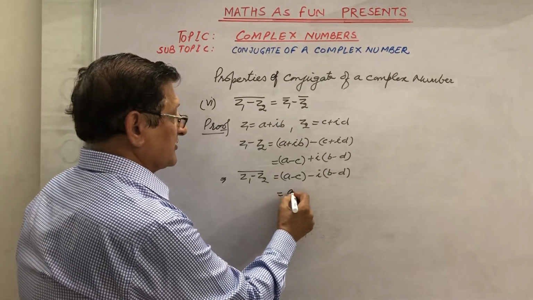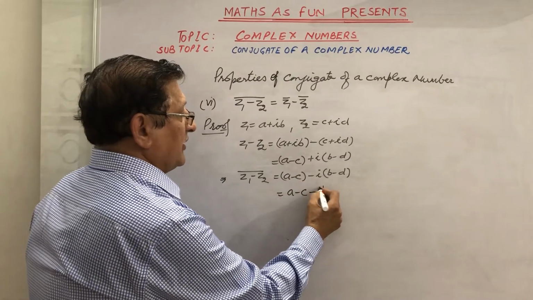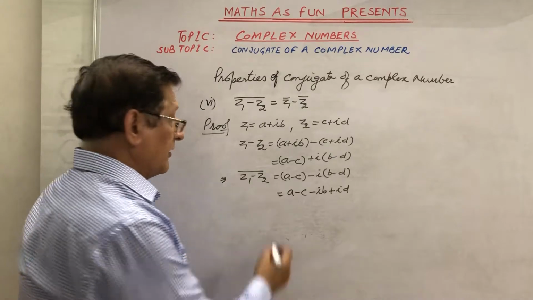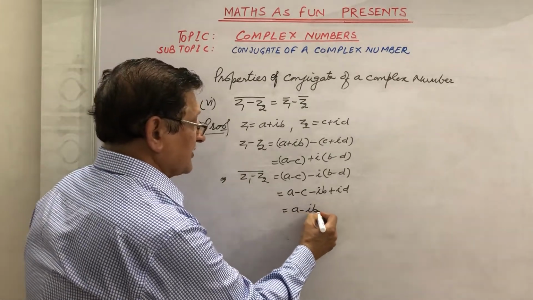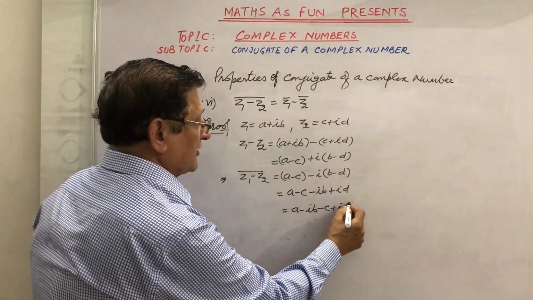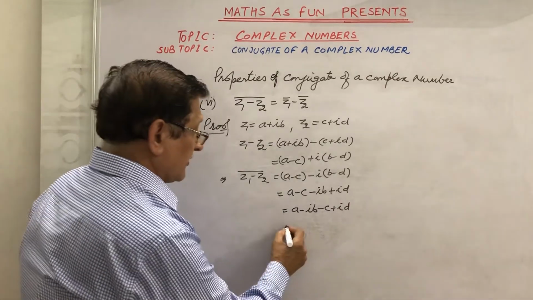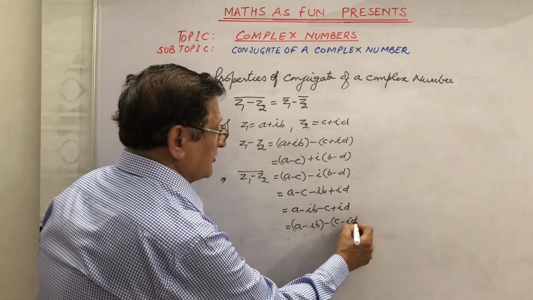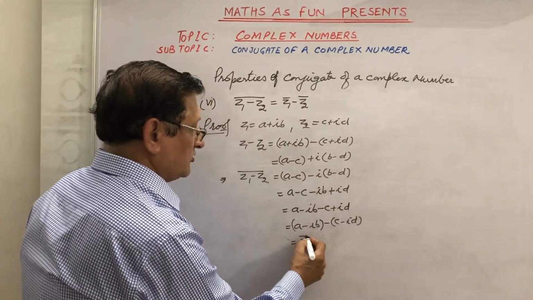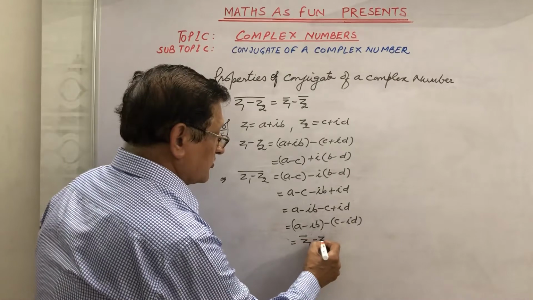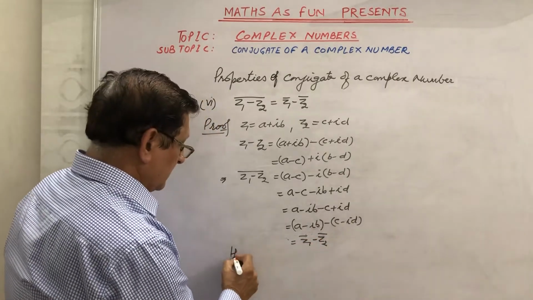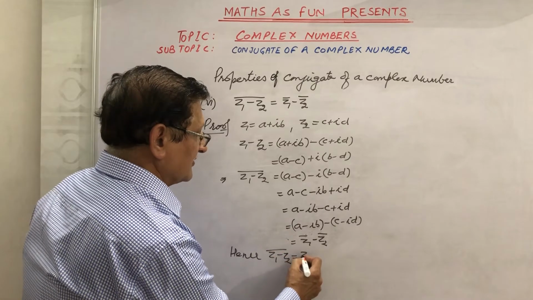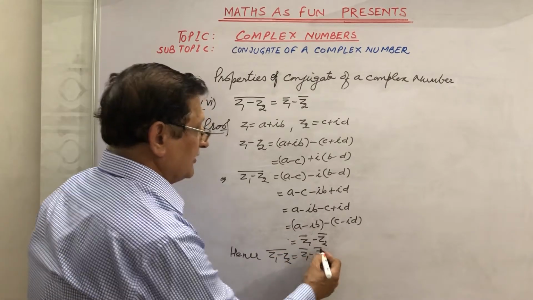If we simplify this, it will be a minus c minus ib plus id, and we can write this as a minus ib minus c minus id. This we know is the conjugate of z1 and this is the conjugate of z2. It means we are getting here that (z1 minus z2) whole bar is equal to z1 bar minus z2 bar.